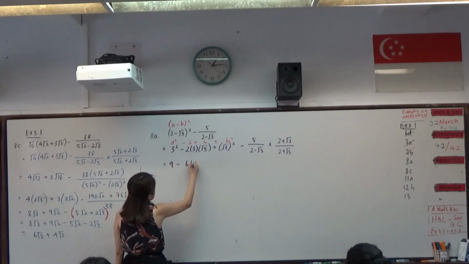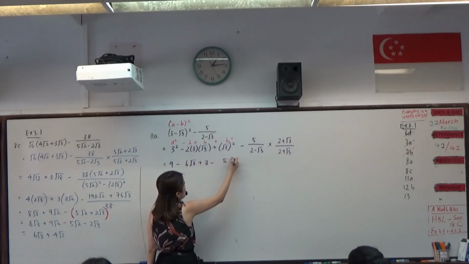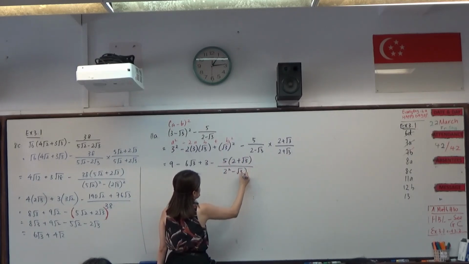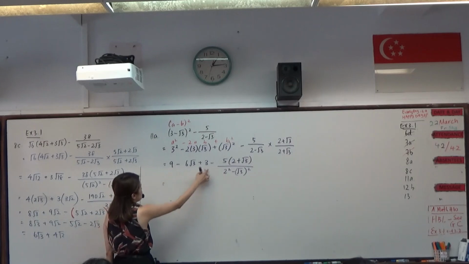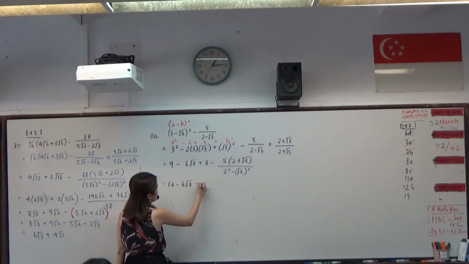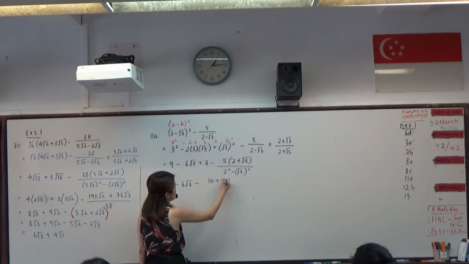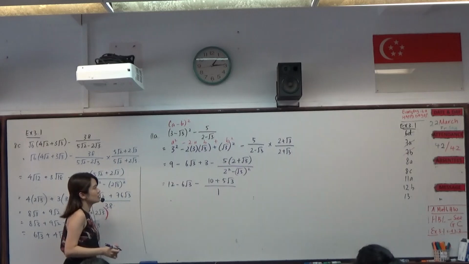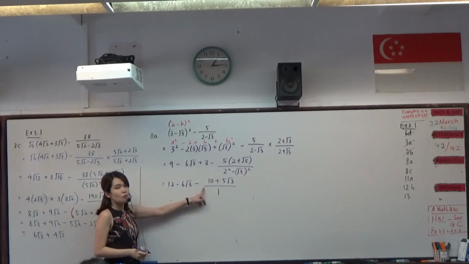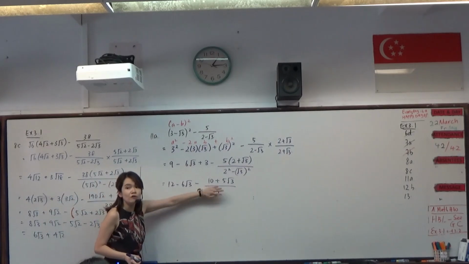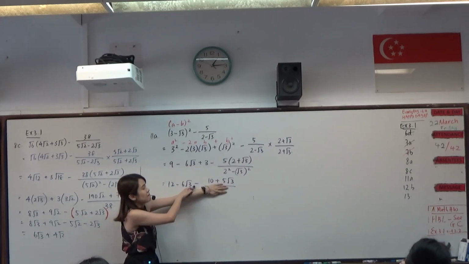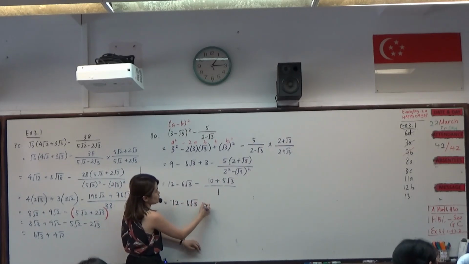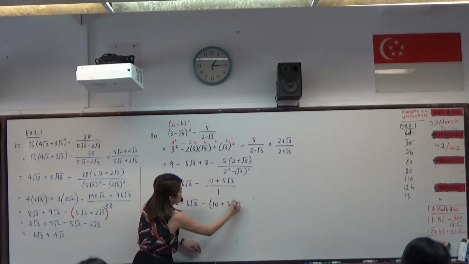This is 9 plus 3, 12. Minus 3, 1. Okay, so this is divided by 1. When you remove the denominator, careful, there's a minus sign outside. So actually it is referring to 12 minus 6 root 3 minus away 10 plus 5 root 3.